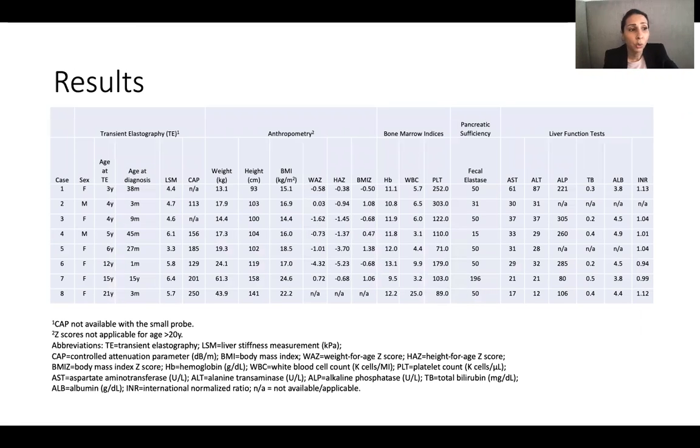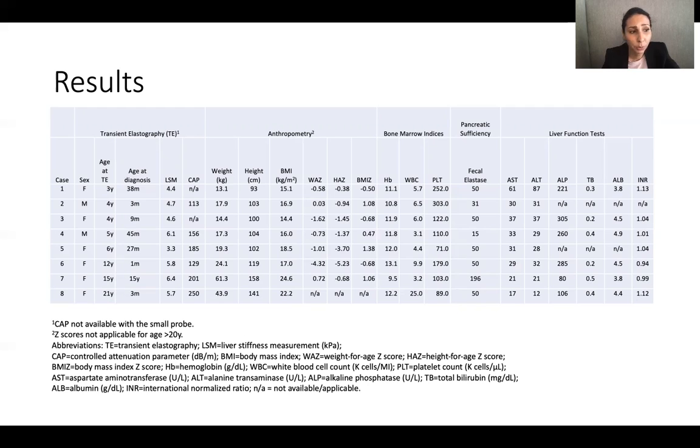8 patients, 6 of whom were female, were identified with genetically confirmed SDS, for whom the median age on the day of TE was 6 years. Median weight for age Z-score on the day of TE was minus 0.73. Median height for age Z-score on the day of TE was minus 1.37. The median AST and ALT were 31 and 30 respectively, obtained within a median of 18 days from the measurement of LSM. All patients had exocrine pancreatic insufficiency as defined by fecal elastase of less than 200.